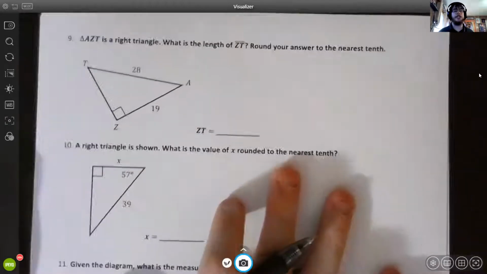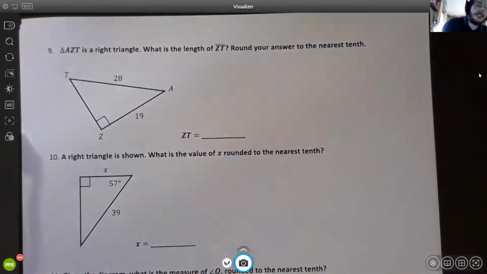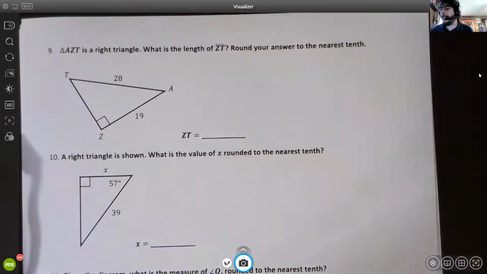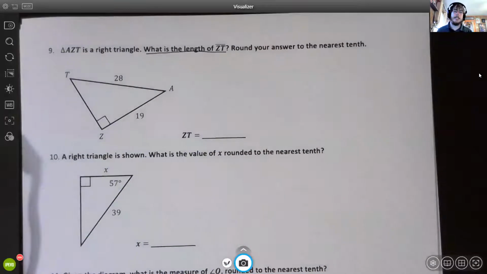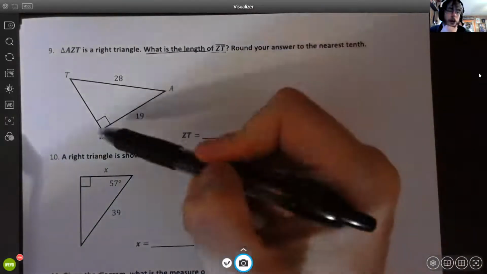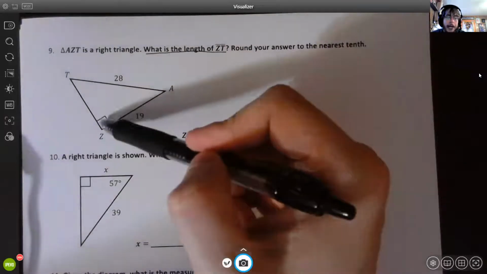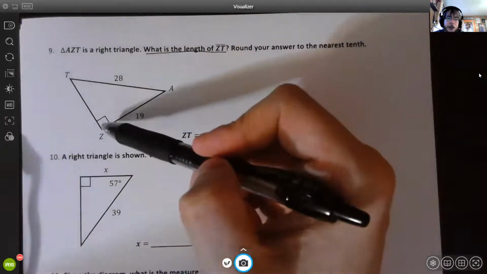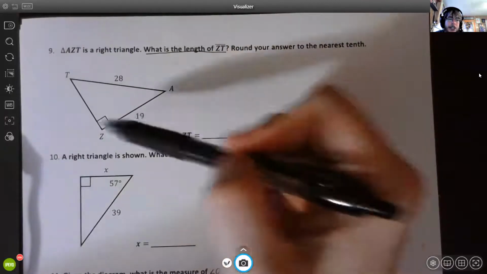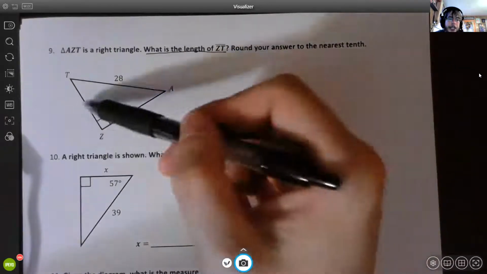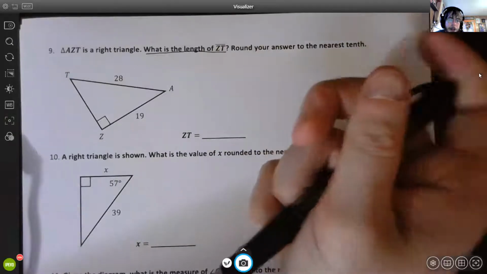All right, number 9. Number 9 says triangle AZT is a right triangle. What is the length of ZT? So it wants to know the length of a side. Now, if you look here, the only angle that you're given is a right angle. We can't use trig with the right angle, so we can only use these two sides to find the missing side. So we need to use the Pythagorean theorem.